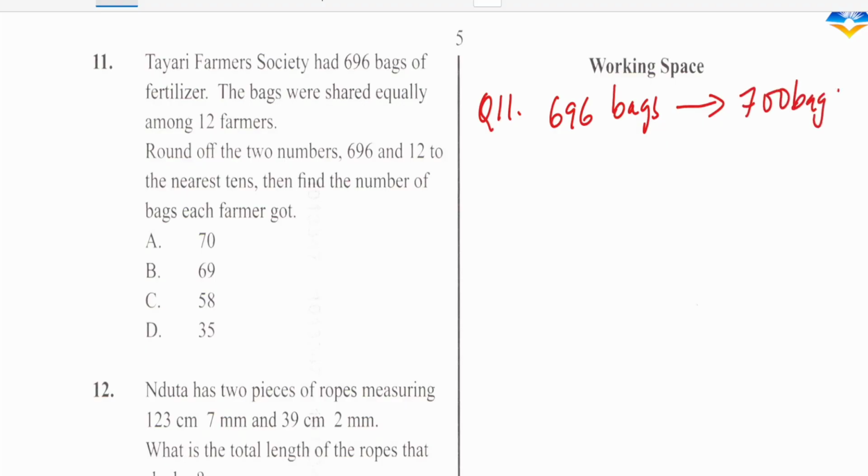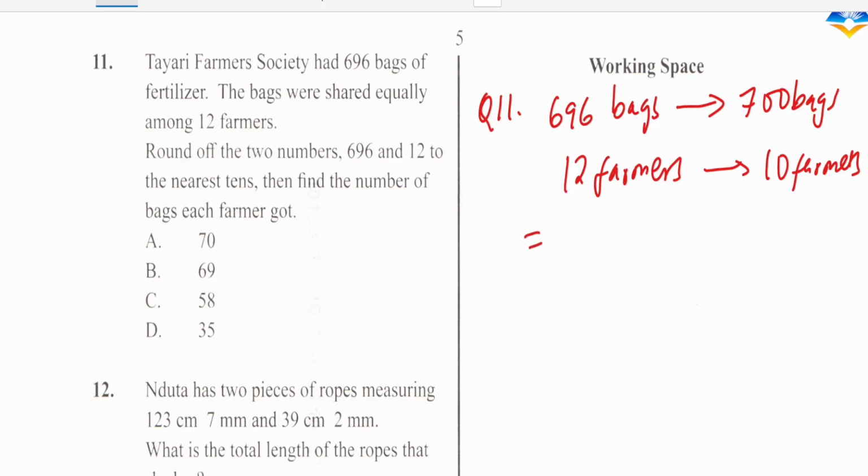Now, for the 12 farmers, we also need to round off. And obviously this is 12, so even from the look of it, you can round it off to 10 because in front of the 1 there is 2, and 2 is less than 5, therefore you just leave the 1 the same and the 2 you make it 0.